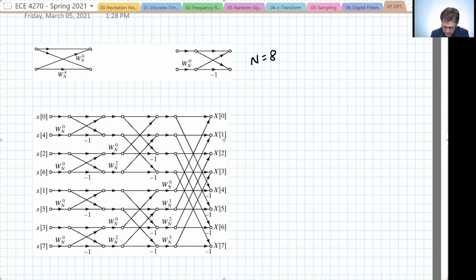But I think the rest is easiest if we follow through, because this is factored over the whole thing, and see what goes on. So capital X of 0, the DFT at 0, is going to be the sum of every input in there. And so let's see how that works.